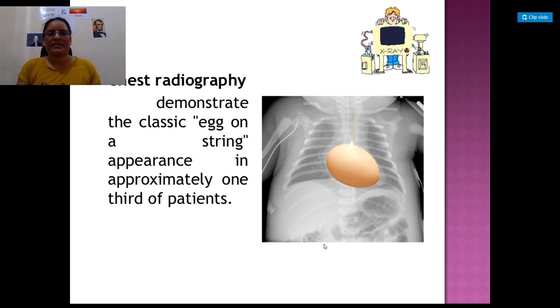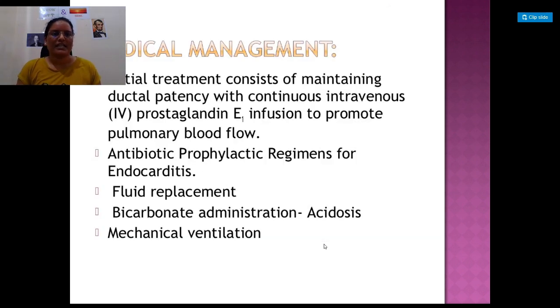Next is chest radiography. It demonstrates the classic egg-shaped heart on the X-ray in place of the normal heart shape. Then medical management. Initial treatment consists of maintaining ductal patency with continuous intravenous prostaglandin E infusion to promote pulmonary blood flow. Then antibiotic prophylactic regimens for endocarditis, fluid replacement, bicarbonate administration for acidosis, and mechanical ventilation.